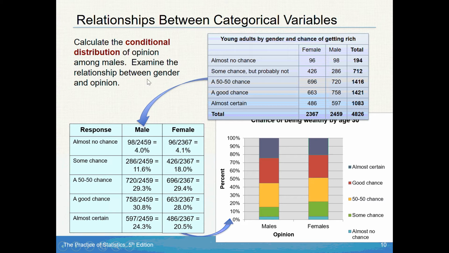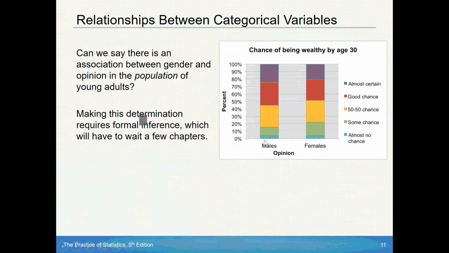Now, to examine the relationship, what we're basically doing is we're comparing the blue section of males and females, the green section of males and females, etc. on up. And if we look at it, we're trying to ask ourselves, do we see any major differences? Are there any categories for males that are drastically different than females, or vice versa? And in this particular case, not really, okay? Not really much of a difference there.